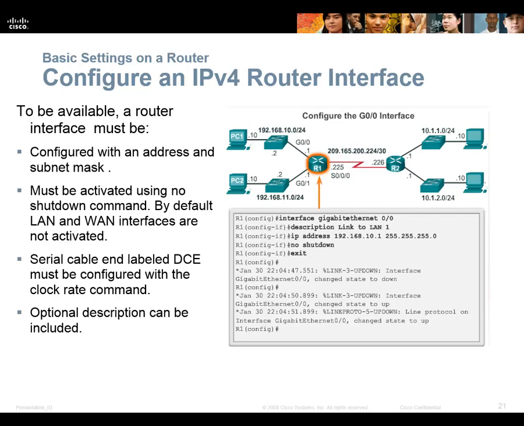So, to be available, a router interface must be configured with an IP address and a subnet mask. It must be activated by the no shutdown command. A serial cable with an end labeled DCE must be configured with the clock rate. And you can optionally give it a description.